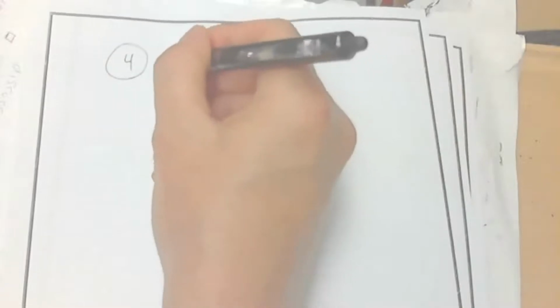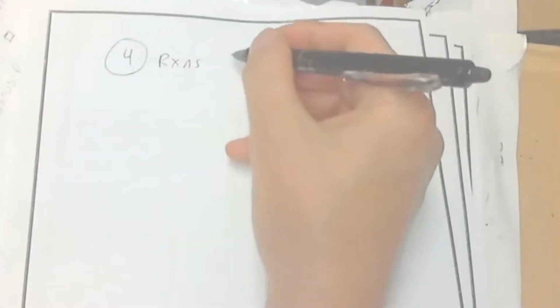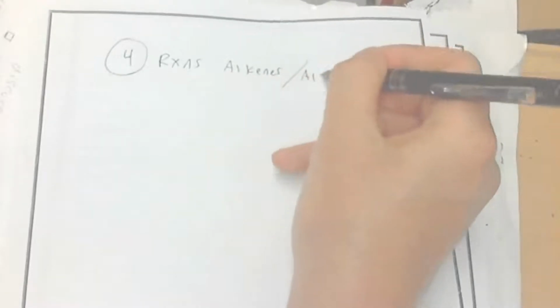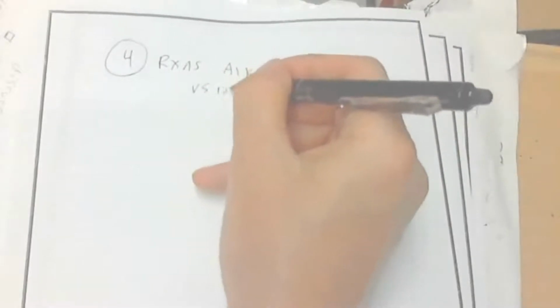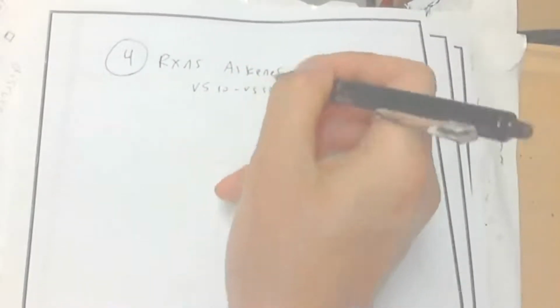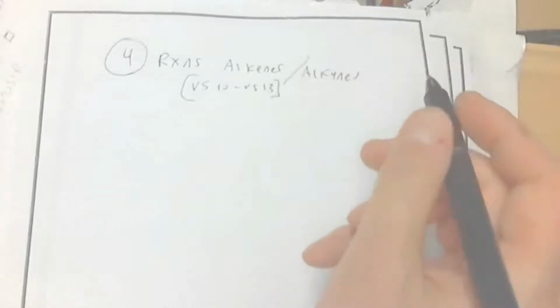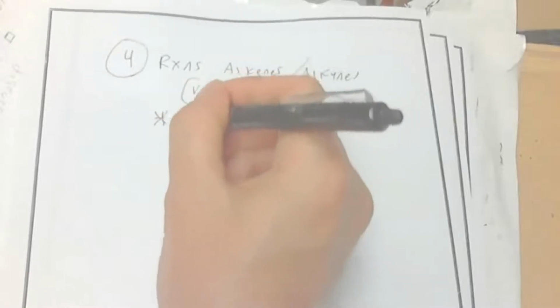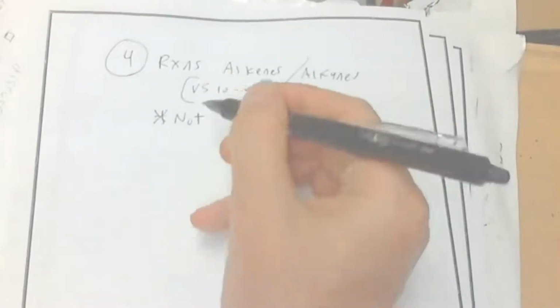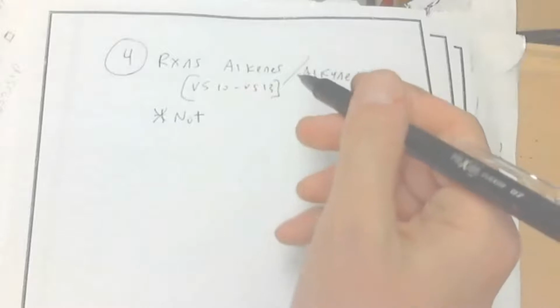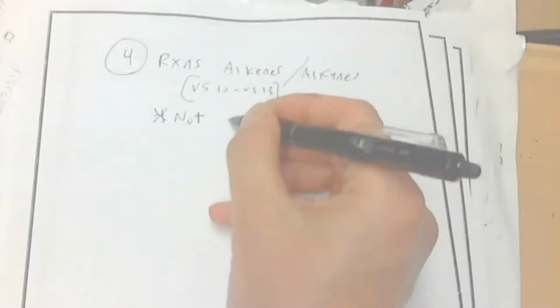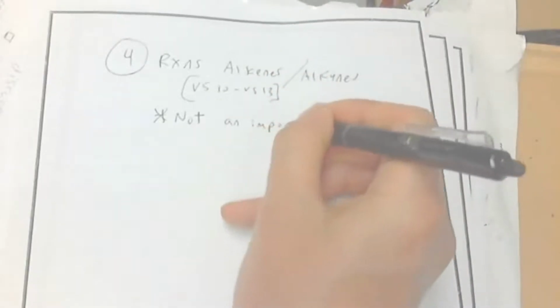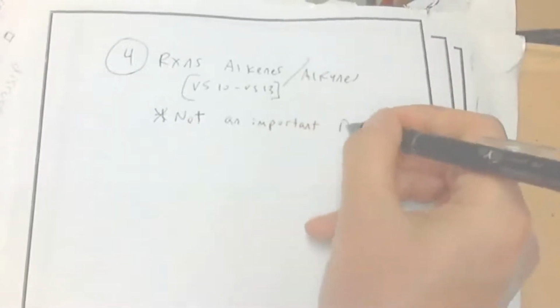I'm going to call this reactions of alkenes and alkynes, which is where we are in the book, sort of VS10 through VS13. I'm actually not going to do much here. I'm going to say not very important, because we've seen alkenes and alkynes a little bit, but it's not worthy of a whole new topic. So not an important part of this review.